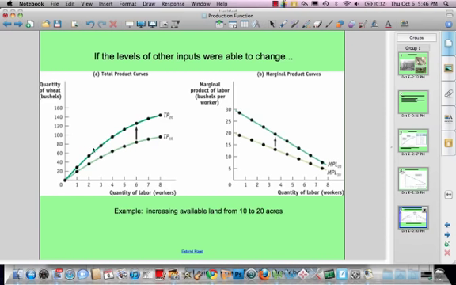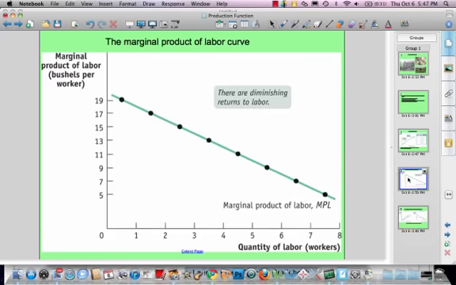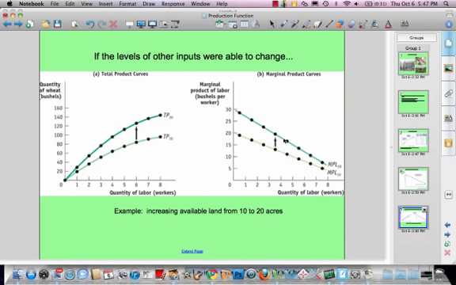You'll see it is increasing at a decreasing rate, just as was the case when it was 10 acres. But you see a difference that's actually growing as you increase the number of workers who are farming that increased amount of land. Similarly here, looking at the same idea of 10 acres versus 20 acres, we're looking now at the marginal product of labor curve. And as would make sense, if I have more arable land, so more land that I can farm, I'm going to get more production from it.